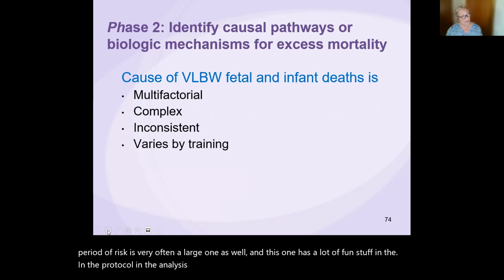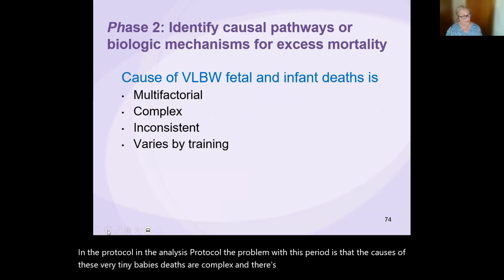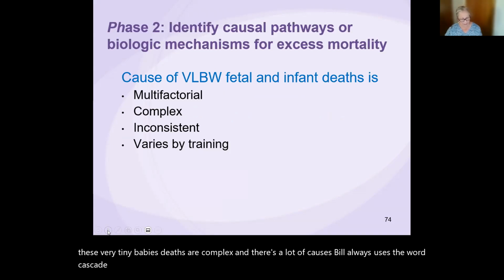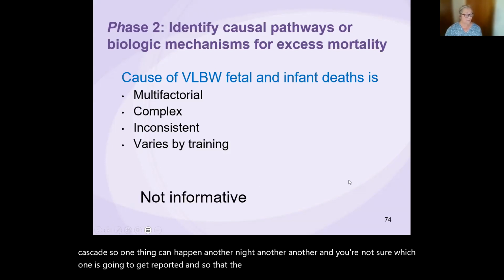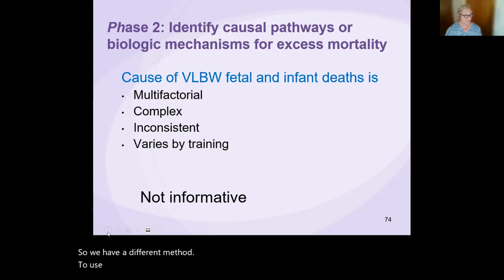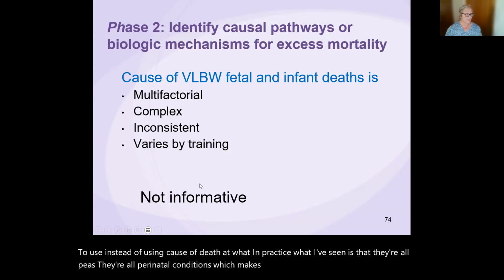The problem with this period is that the causes of these very tiny babies' deaths are complex, and there's a lot of causes. Bill always uses the word cascade. So one thing can happen and then another, and you're not sure which one is going to get reported. And so the reporting turns out to be not informative. So we have a different method to use instead of using cause of death. What in practice I've seen is that they're all P's, they're all perinatal conditions, which makes sense, but it doesn't really help you figure out what to do.